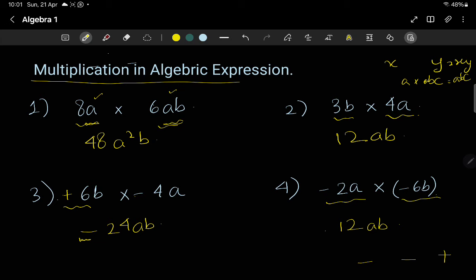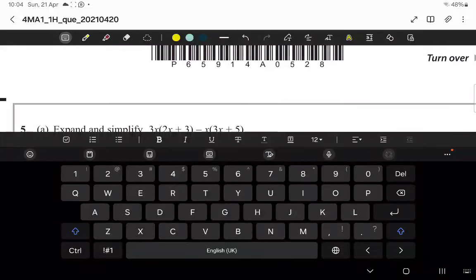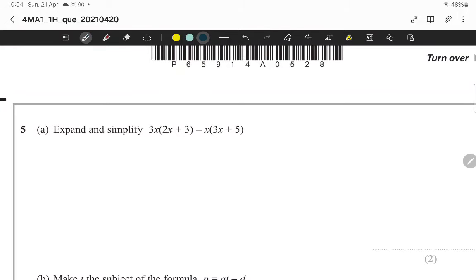So this is a quick revision of algebra 1, and we will also see the past paper questions. This is one simple past paper question, as we can see. So let's start. Here we have two terms: 3x(2x plus 3) and (3x plus 1).